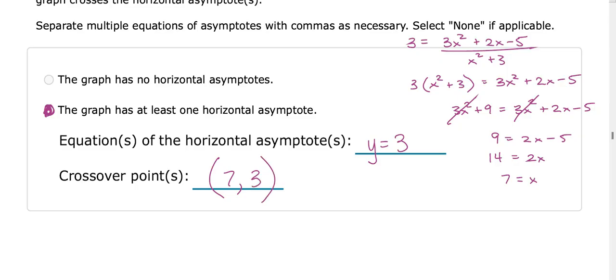So if I were to graph this function, here at y equals 3, I'd have this horizontal asymptote. And whatever the graph looked like here at 7, 3, it would cross that asymptote. You'd have a point there.